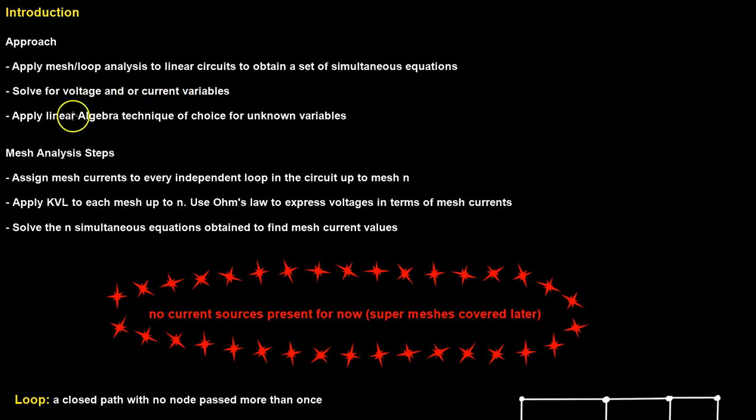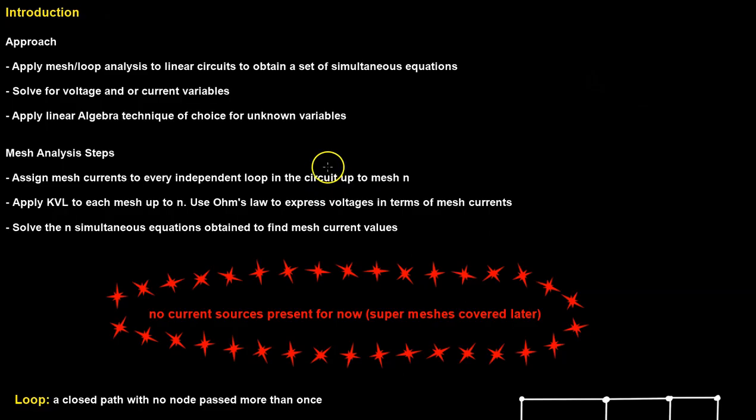Then we can apply linear algebra techniques of choice to find those unknown variables of current or voltage to find a definitive value for it. And let's talk about mesh analysis steps. To apply mesh analysis, you need to assign mesh currents to every independent loop in the circuit up to mesh n. And we will talk about exactly what that means.